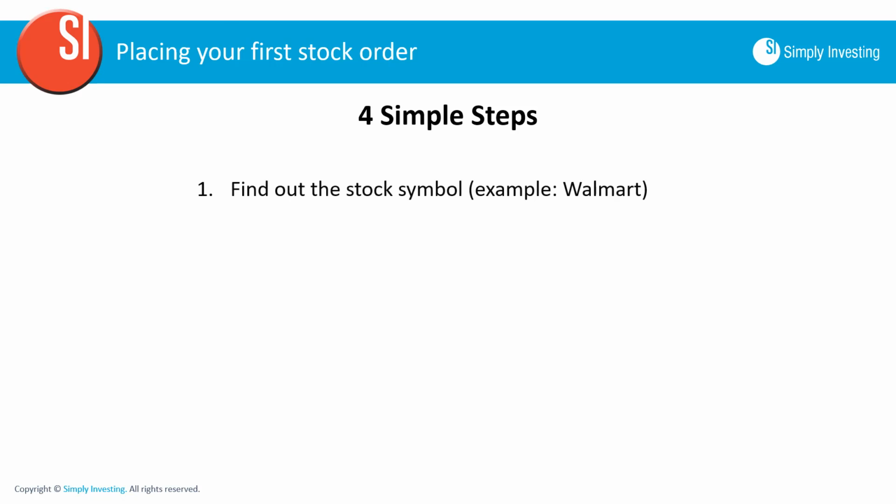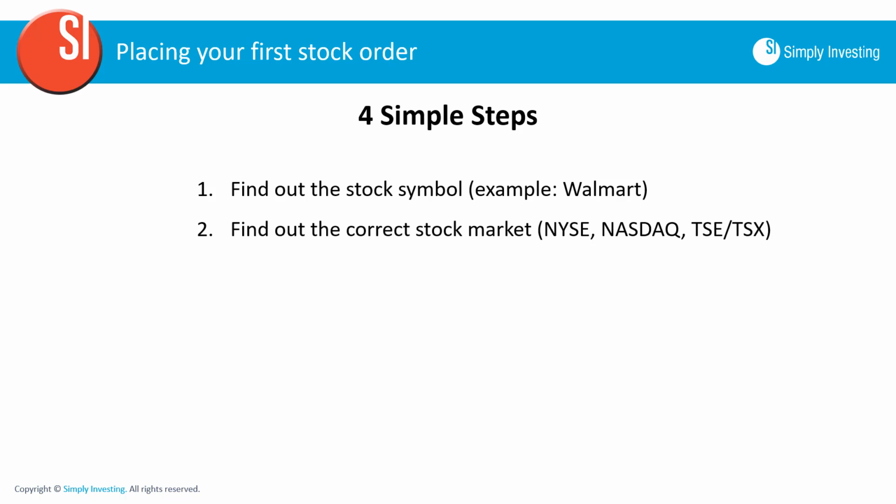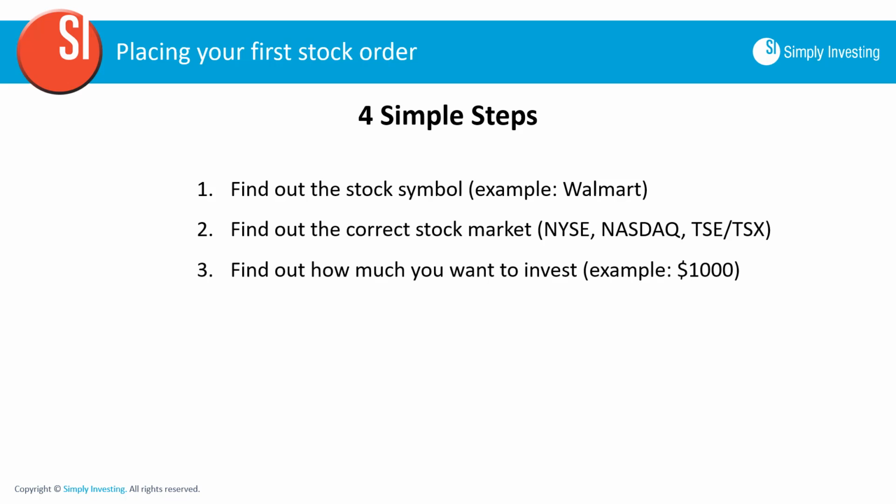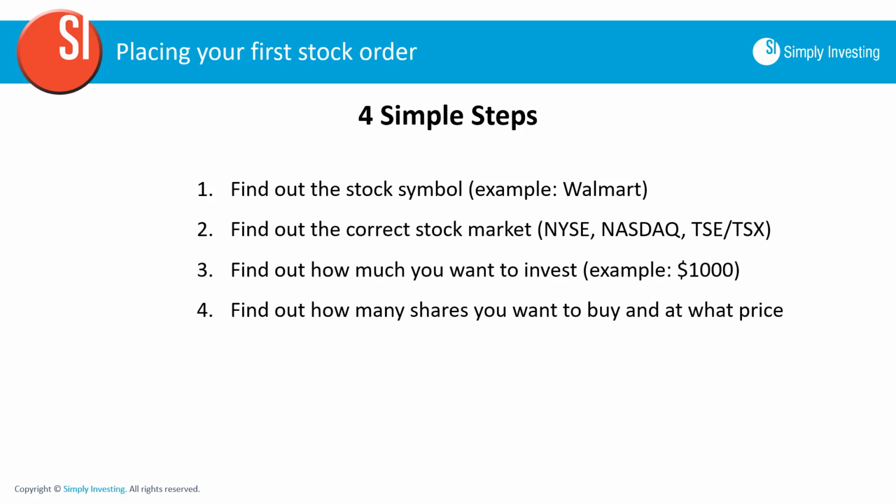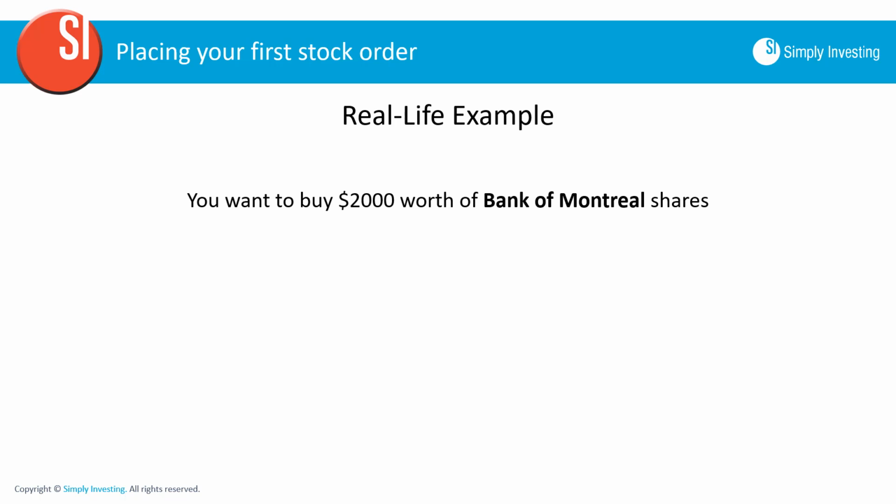There's 4 simple steps. Number 1, find out the stock symbol for the company you're interested in buying. Number 2, find out the correct stock market those shares are trading on. Number 3, find out how much you want to invest. And number 4, find out how many shares you want to buy and at what price. And then you're ready to place your first order. Let's take a look at a real-life example together.